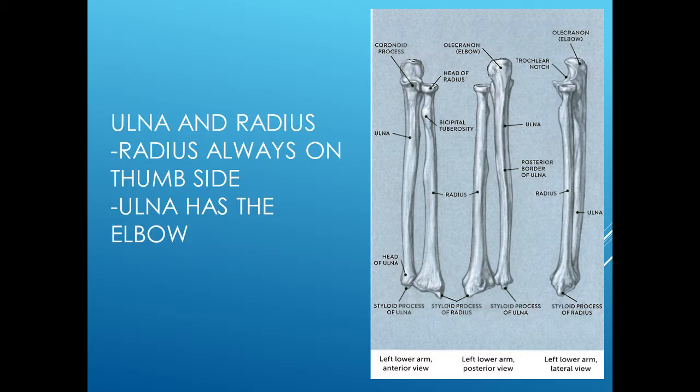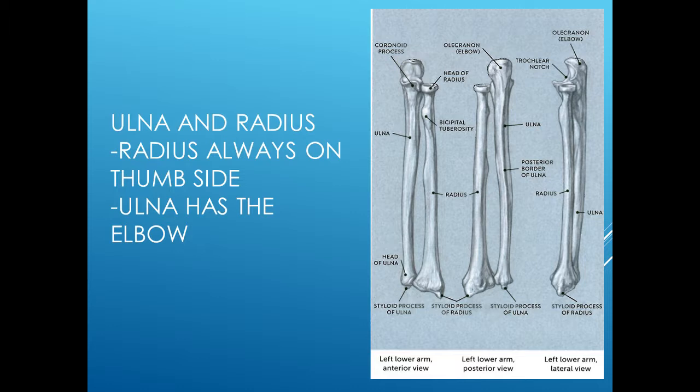Into the forearm. So we're moving down from the humerus into the ulna and the radius. And the radius is always on the thumb side. That doesn't change. And the ulna is always going to be on the pinky side. Remember, we've already talked about the head of the ulna is that bone kind of near the wrist on the pinky side. And then the ulna has the elbow. What do we call that? The olecranon, right there, the olecranon of the elbow.